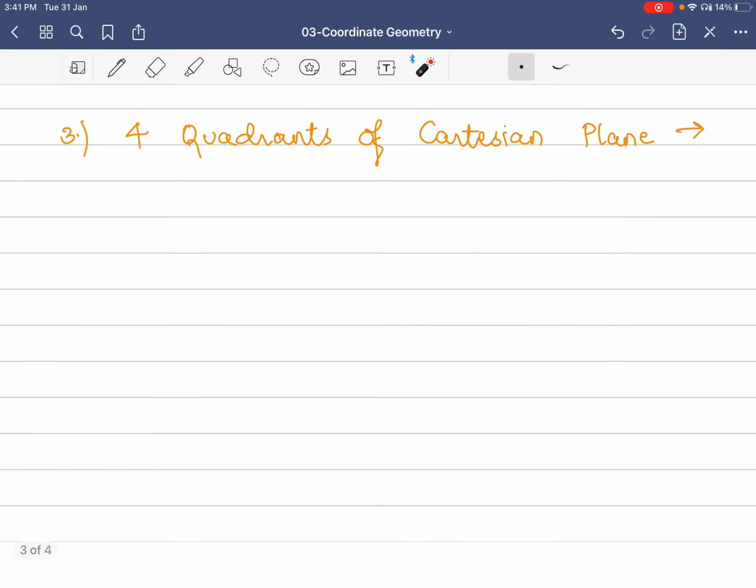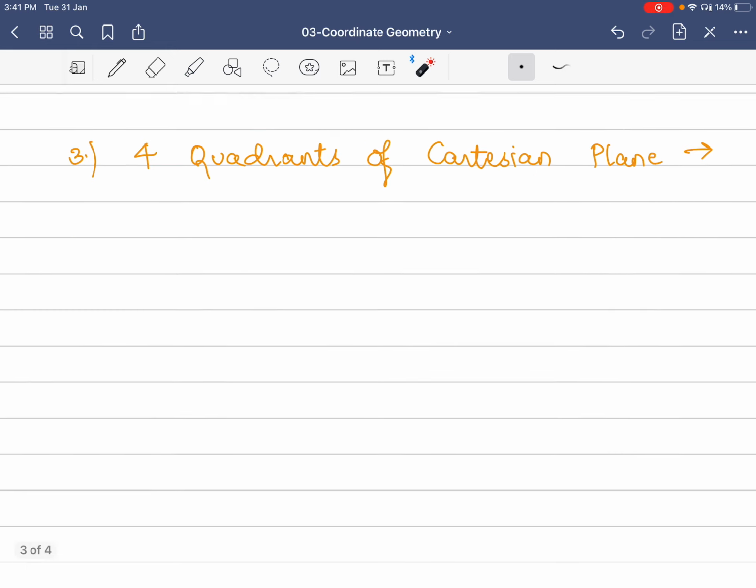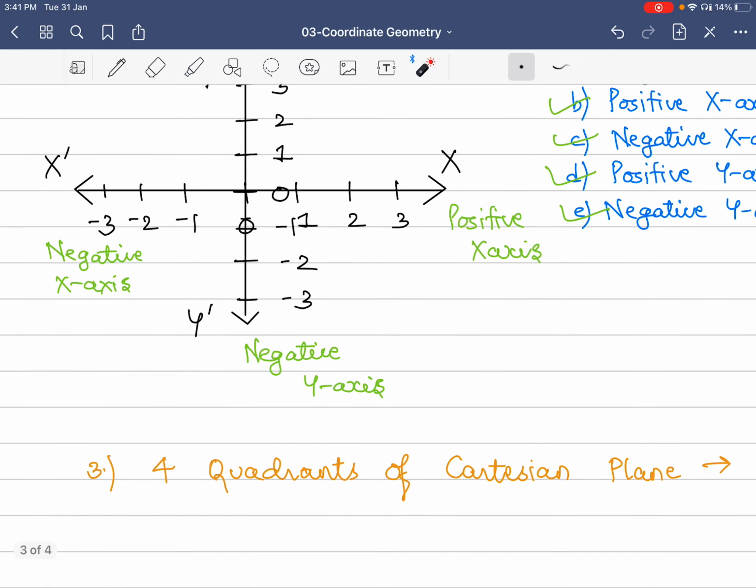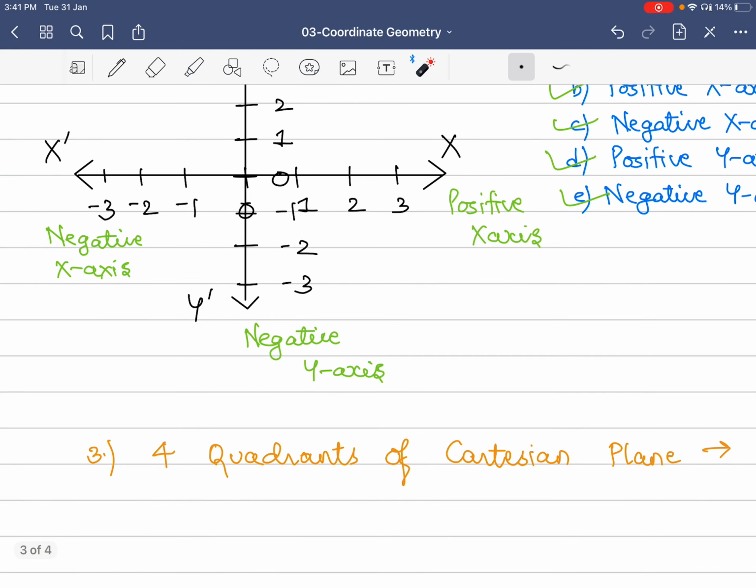Four quadrants of Cartesian plane. Okay, so one important term which I forgot to mention is this whole system of two number lines being perpendicular to each other is actually called a Cartesian plane. So this is a very important term. Let's use a highlighter to highlight it. Cartesian plane.